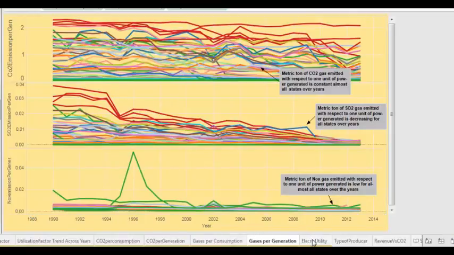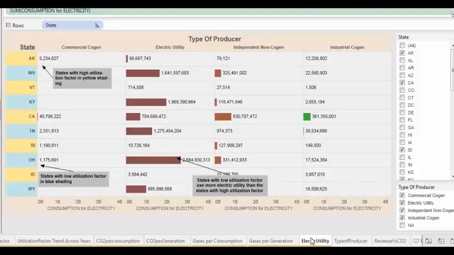We then try to analyze why CO2 emissions are higher for lower utilization states. In this visualization we are color coding the type of producer to find what exactly leads to more CO2 emission. We can clearly see that the lower utilization states are predominantly using electric utility as their type of producer, which has relatively larger values when compared to states with high utilization.